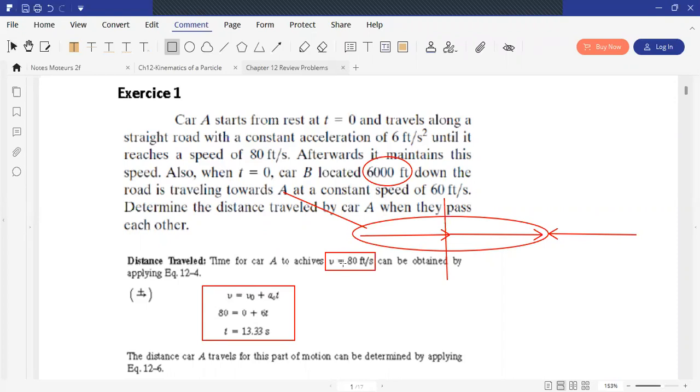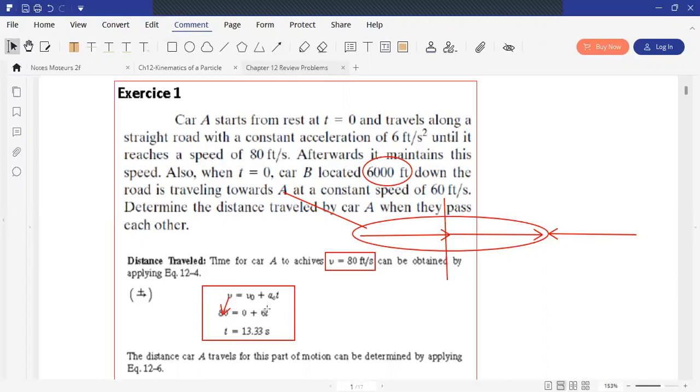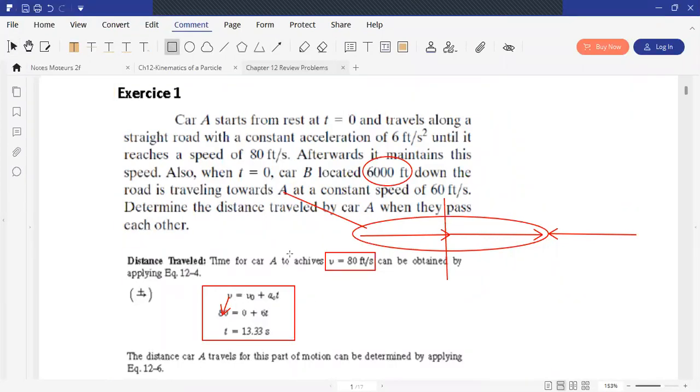Now to find the total time of phase 1, I just replace v by 80. I know the acceleration, which is given, and the initial velocity is 0 because it's starting from rest. So the only unknown in this equation is time, and I can find the time of the first phase. So the time I found here is for phase 1.